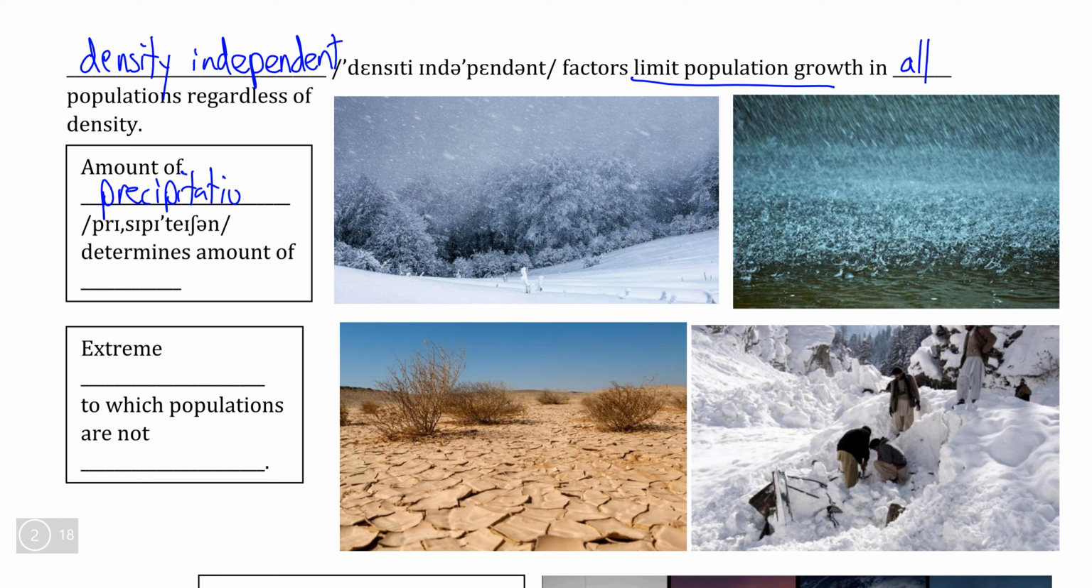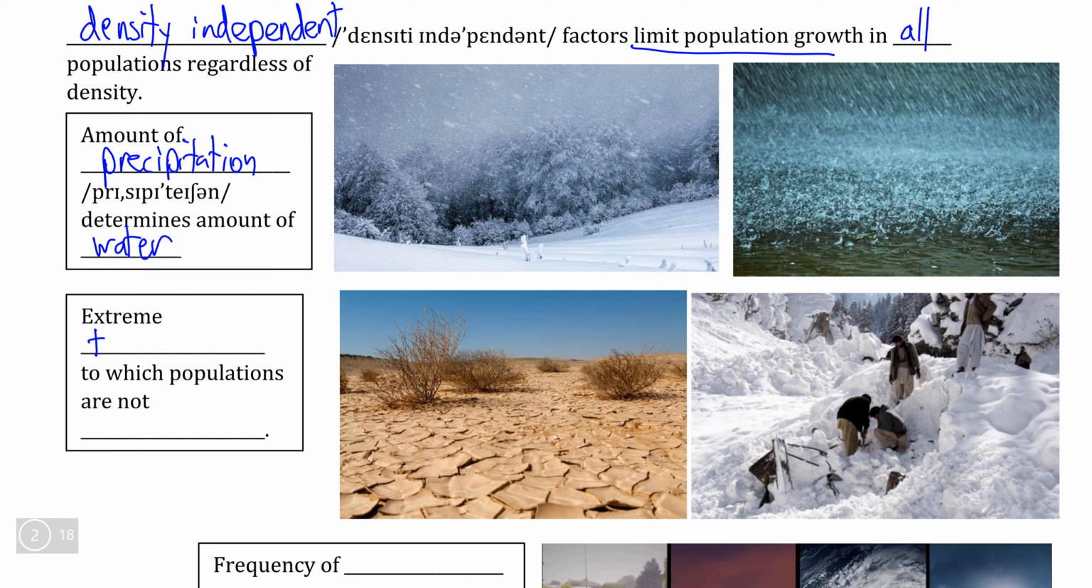For example, if we consider the rate of snowfall or rainfall, that being the rate of precipitation within an ecosystem, this is important for populations because it controls the amount of water that exists within an ecosystem, and the number of organisms within a population is not going to affect the amount of precipitation that falls. That happens regardless of the number of organisms present, and all organisms in a population, regardless of the number, will be affected by a drought equally.